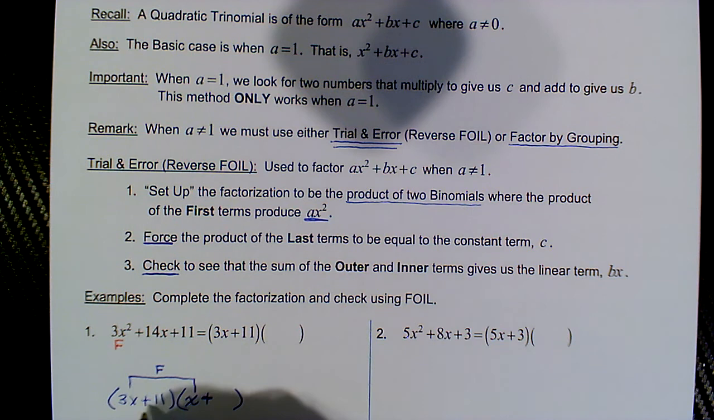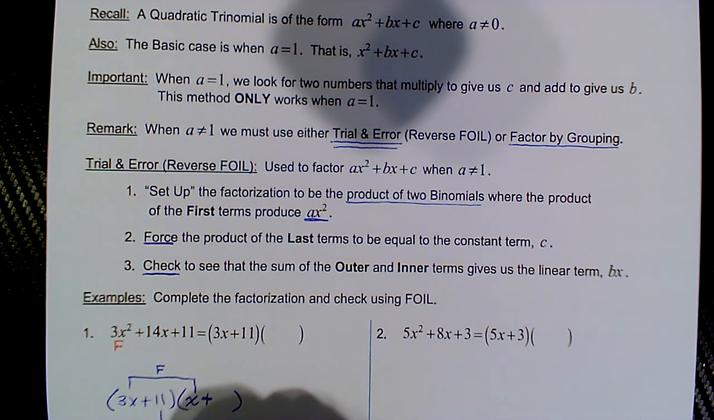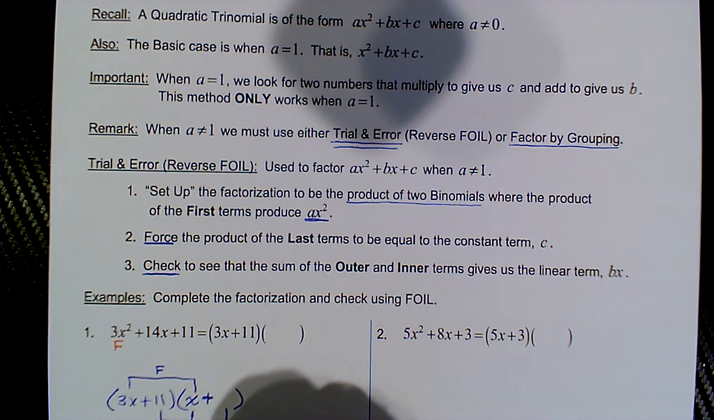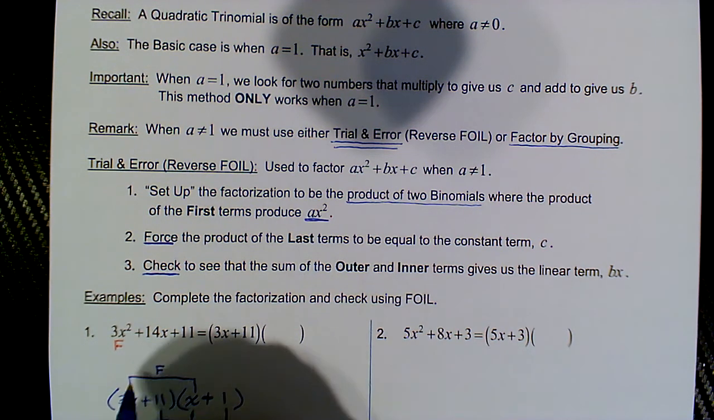Now, notice that we don't really have much of a choice when we decide what the product of the last terms is going to be. I'm going to leave this little product for the inners. I know that's 11x, that's the inner terms. In the product of the last, we don't really have a choice. If this is an 11, the only thing we could put here would be the 1. So we'll check by FOIL.